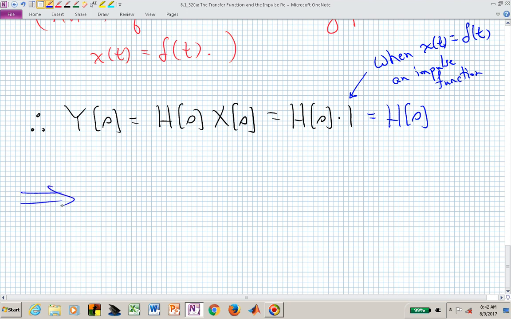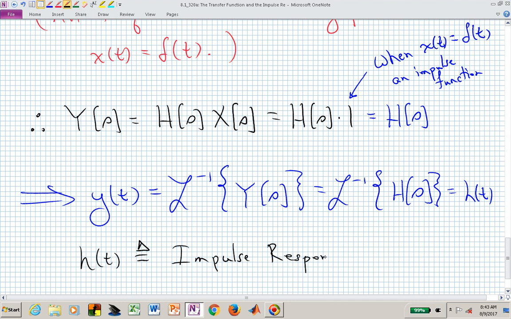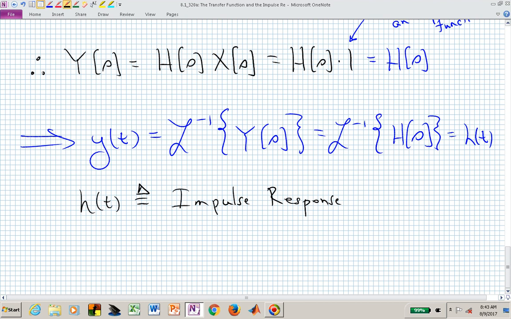What's that do for us then in the time domain? If we now inverse Laplace transform the output's Laplace transform, capital Y of s, that's now just the inverse Laplace transform of capital H of s, which we then call h of t. And h of t is now our impulse response. That's the response of our system when the input is an impulse function. So let me write that down.